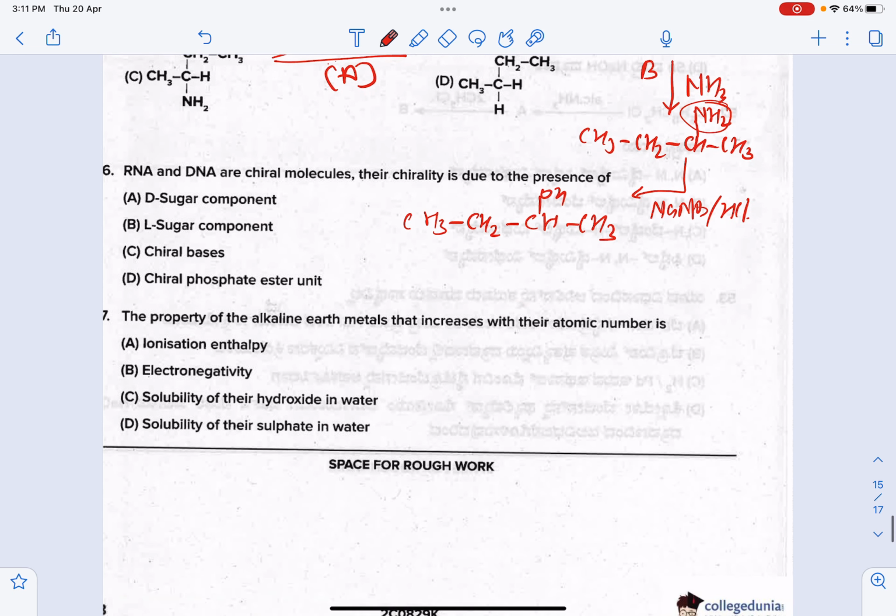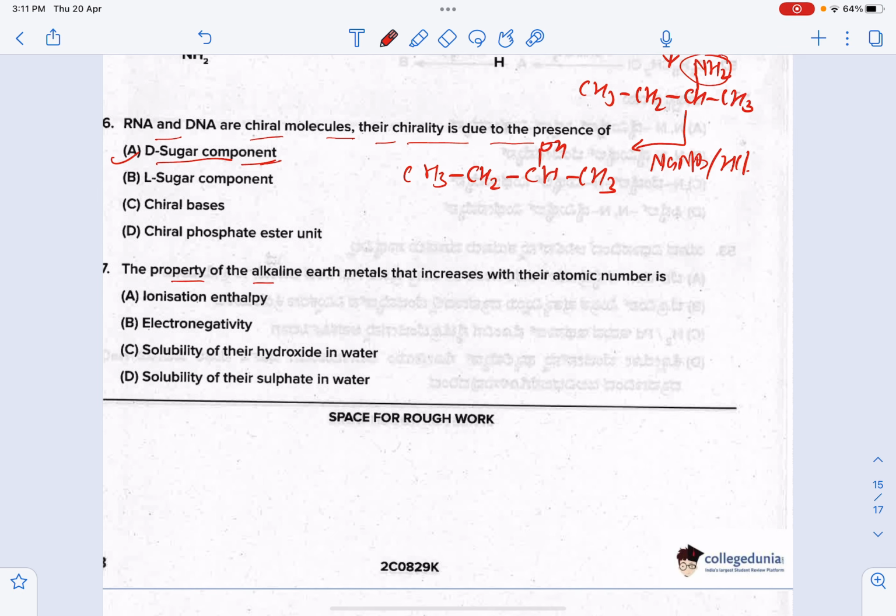Next question. RNA and DNA are identical molecules. Their chirality is due to the presence of, okay, our correct option will be A, D sugar component. Next question is, the property of alkaline earth metals that increases with their atomic number is, it will be simply the solubility of their hydroxide in water, okay.